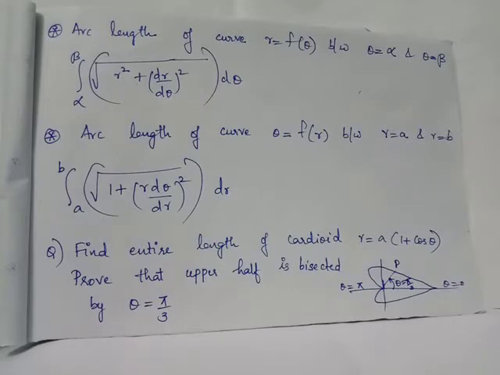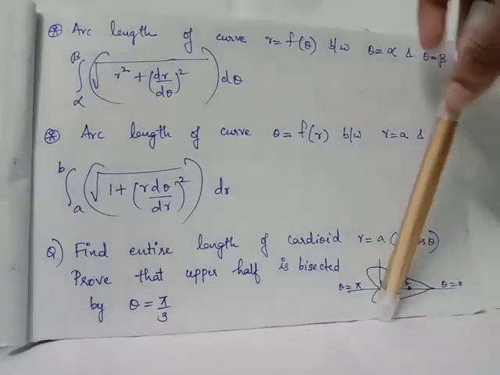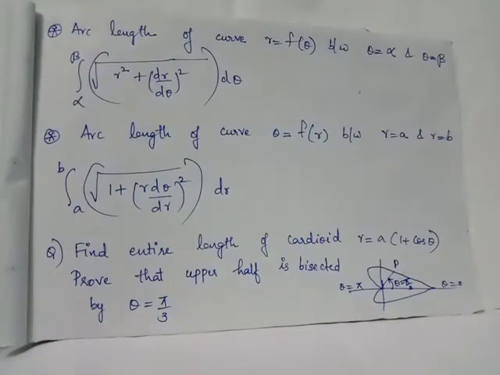Let's look at an example. Find the entire length of cardioid r equals a into 1 plus cos theta. Prove that upper half is bisected by theta equals pi by 3. So the cardioid r equal to a into 1 plus cos theta looks like this. We know that the ray considered from the origin has to travel from theta equal to 0 to theta equal to pi to trace the entire cardioid.